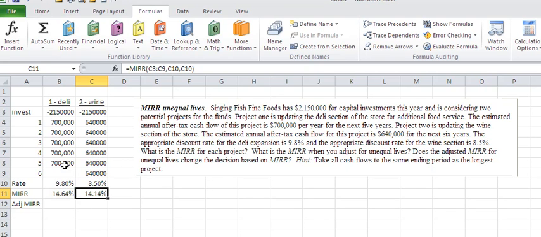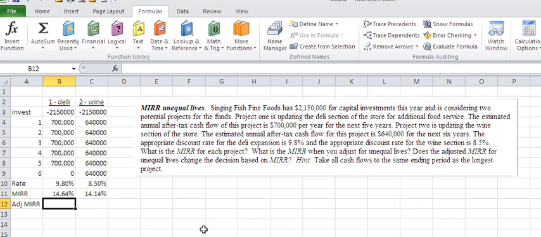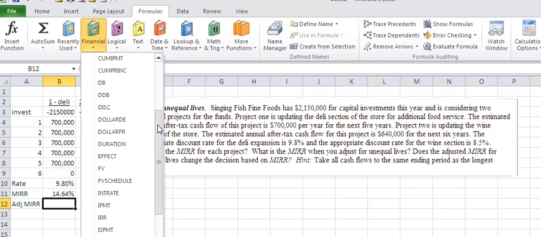However, since they do have unequal lives, what they tell us to do is to go ahead and equalize those. So we'll go ahead and make this deli one a 6-year life, assuming we would have no cash inflows in that 6th year. However, we would still be earning interest on the monies that had been invested up until that point. So let's go ahead and we'll run that calculation one more time.